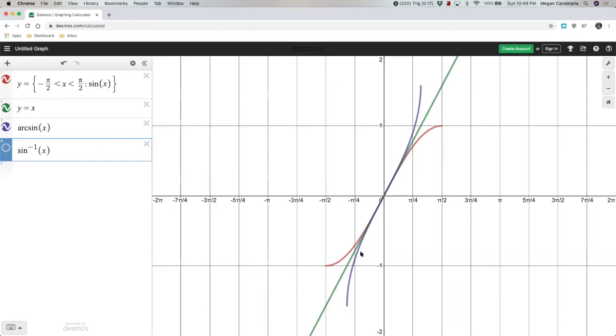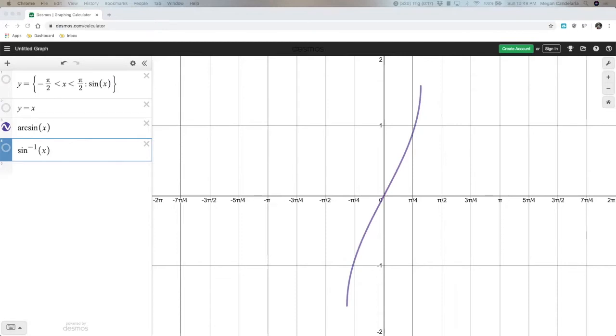And then if we look at this, notice that the purple line is a reflection of the red line across the green line. In other words, the sine function with the limited domain and the arcsine function are inverses. Okay? So I'm going to go ahead and get rid of all of our functions except for the arcsine function there. And let's look at what we notice about the arcsine function.